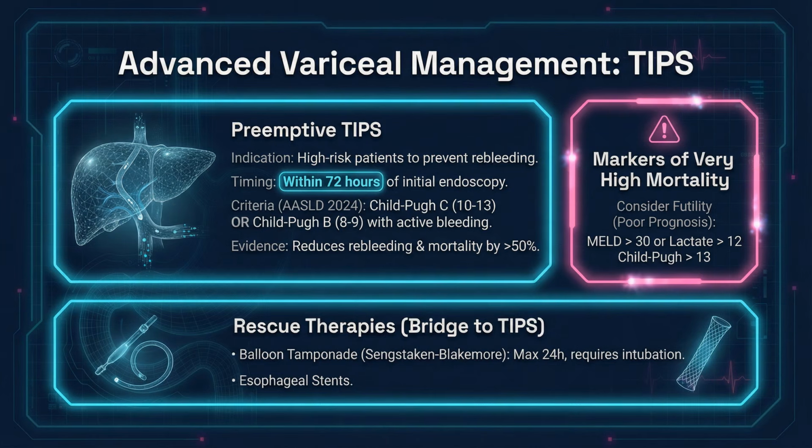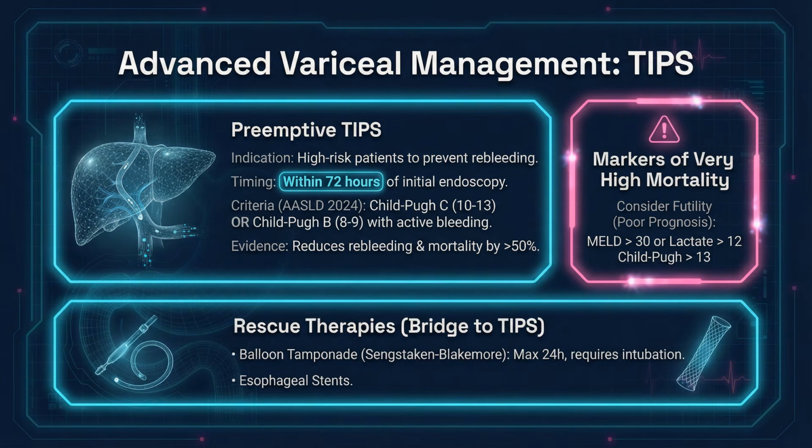A landmark 2010 New England Journal of Medicine paper by Garcia-Pagan showed that early TIPS reduces both rebleeding and mortality by over 50%. However, we must also consider futility. While not standardized cutoffs, markers of very high mortality, such as a MELD score over 30 or a lactate over 12, predict high 6-week mortality, while a Child-Pugh score over 13 predicts high 1-year mortality.